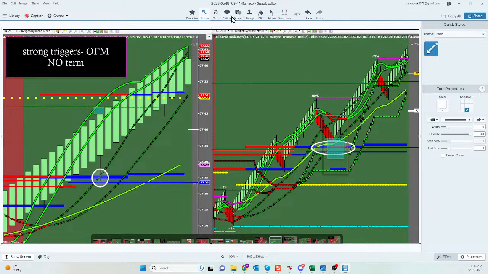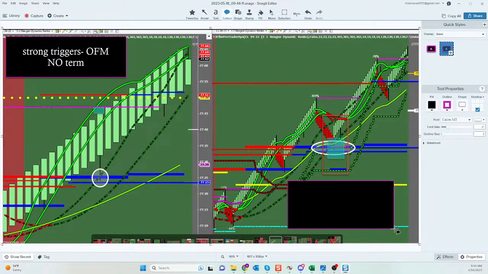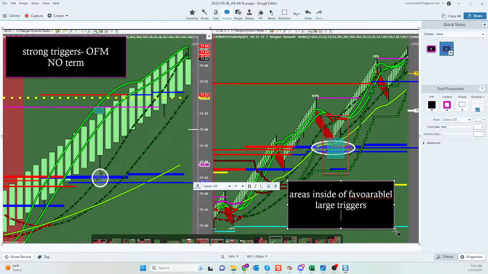So over here, I want you to write on your chart areas inside of favorable large triggers. Write out the rule, what it means, what you're looking for. Guys, this is your best of the best trade. This is the one. Notice how the top of the triggers to the bottom of the triggers, but that window's coming right here at a stacked area.